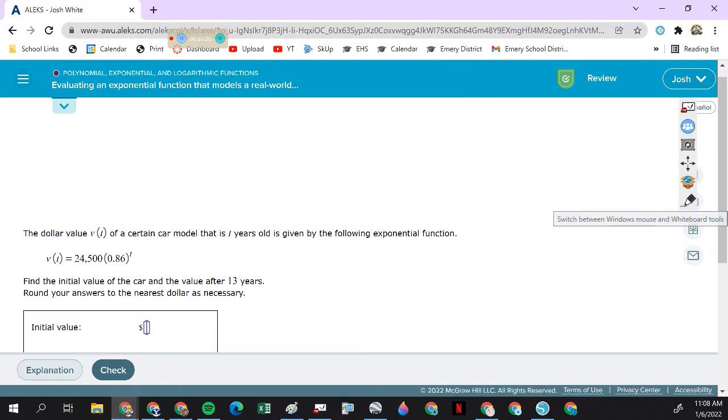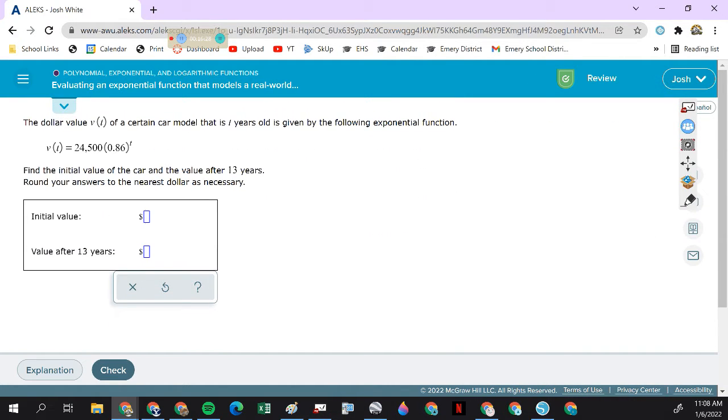Let's do this. We have a car. How much did we pay for this car? If the equation is 24,500 times 0.86 to the t, we paid 24,500 for this car. Okay? Is the value of the car increasing or decreasing after we buy it? Decreasing. How do you tell? Our multiply value is less than 1. How fast is the value of the car decreasing?